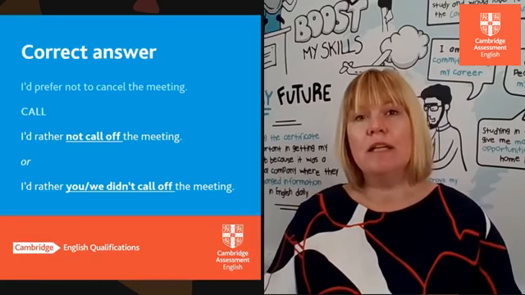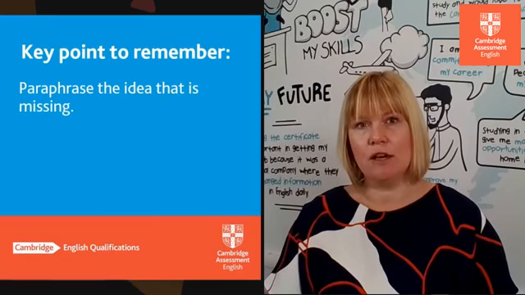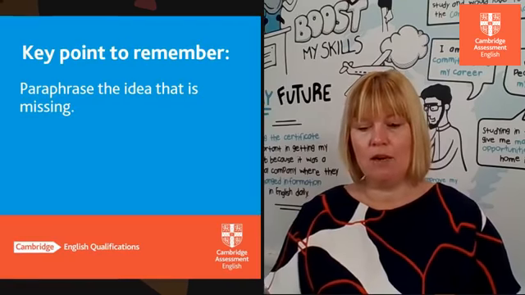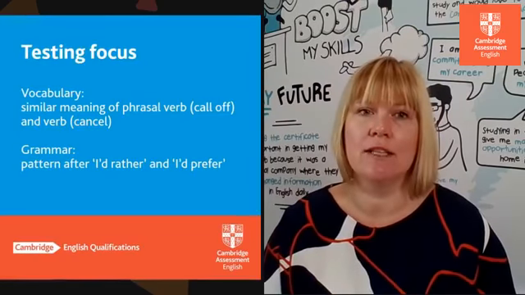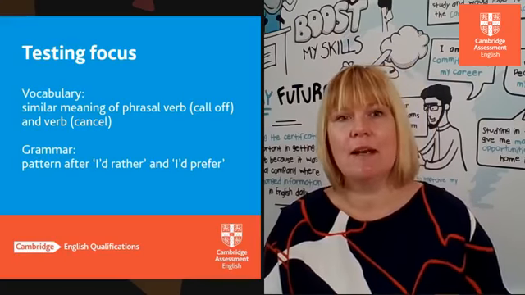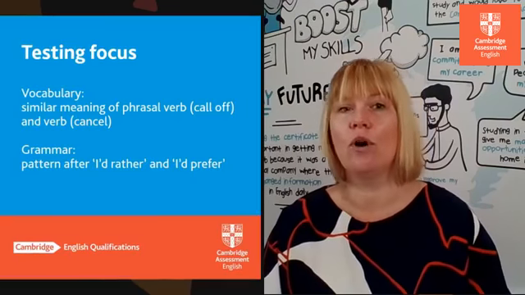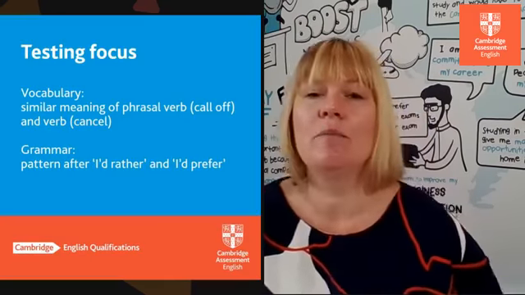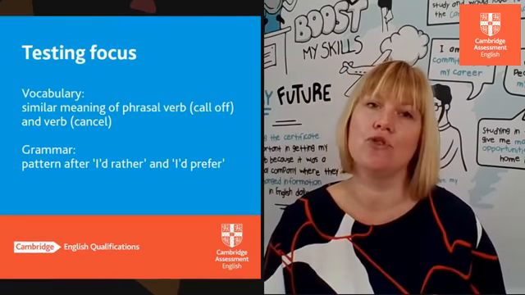So the first point you have to remember when answering the keyword transformation task is that you have to paraphrase the whole idea that is missing. Okay, you can see from this example immediately that we have two testing focuses here. We test vocabulary and we test grammar. The vocabulary was the similar meaning of the phrasal verb call off and a standard verb, which was cancel. And we tested the grammar of the patterns that follow I'd rather and I'd prefer. Okay, so there were two things.